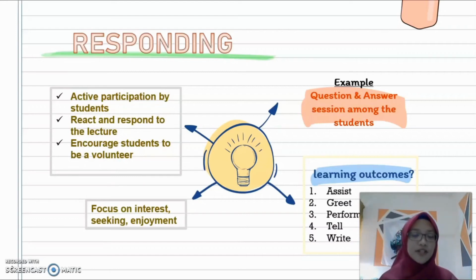For example, a question and answer session that is usually held by the presenters at the end of the class session surely encourages the students to react or interact among them, and also will indirectly measure their level of understanding. Because of that, the responding level is focusing on individuals' interests, seeking, and enjoyment. The verbs that are suitable to use to express the learning outcomes are assist, grade, perform, tell, and write.